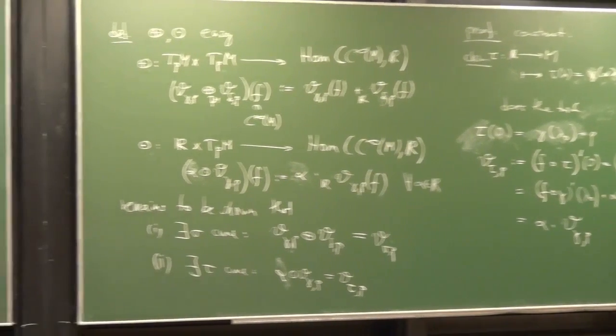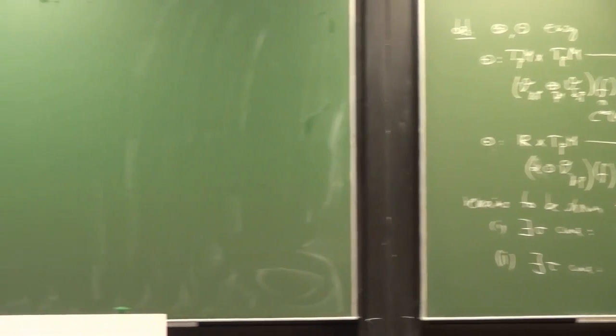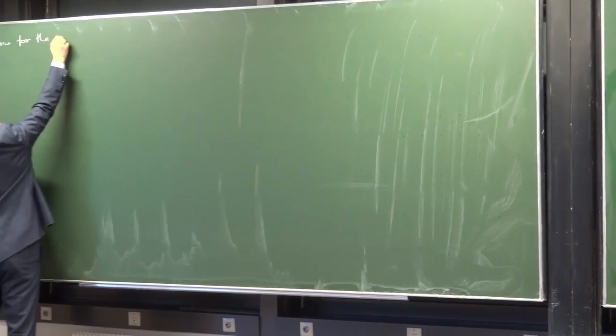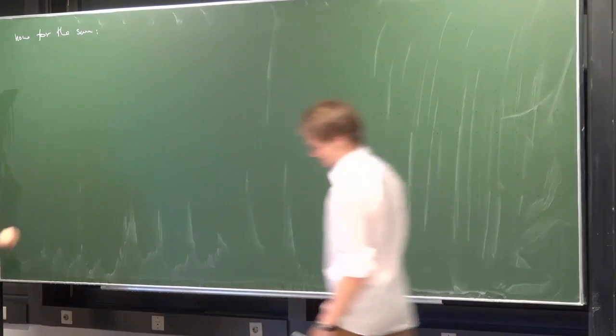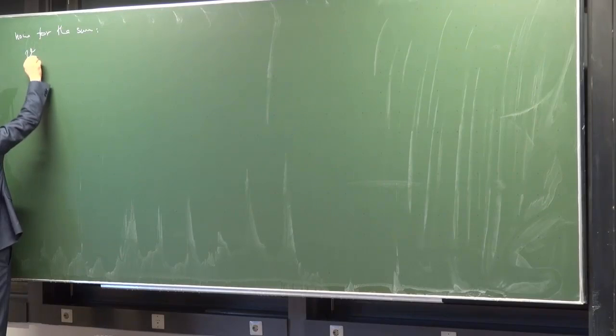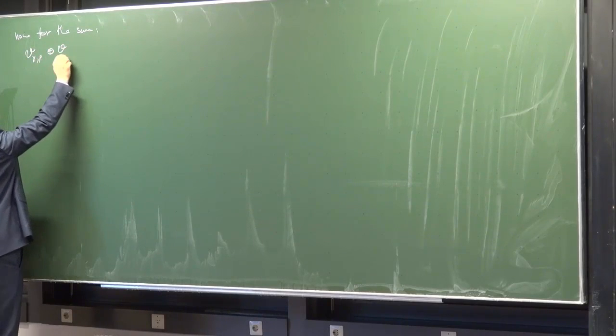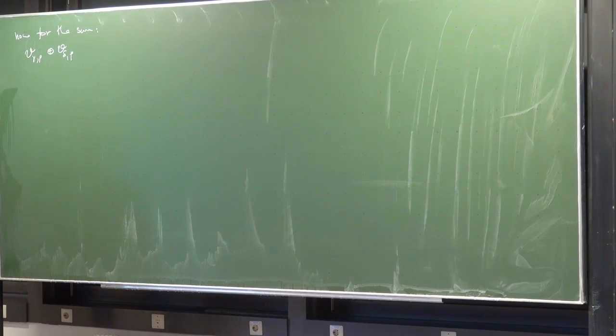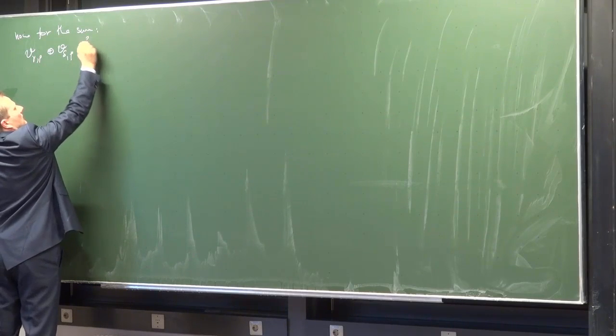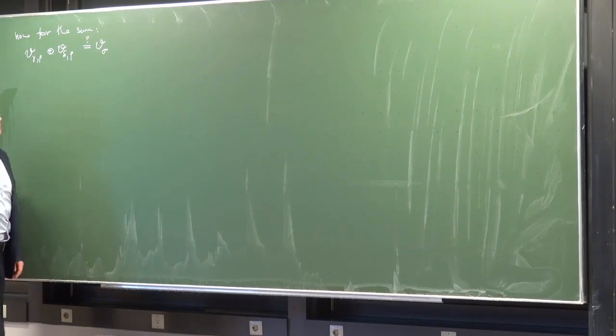Now comes the almost as easy part. Now for the sum, it works as follows. We want to look at the velocity to gamma at a point P plus the velocity to delta at a point P. And we need to find a curve sigma that at the point P has the velocity that corresponds to what I defined here.